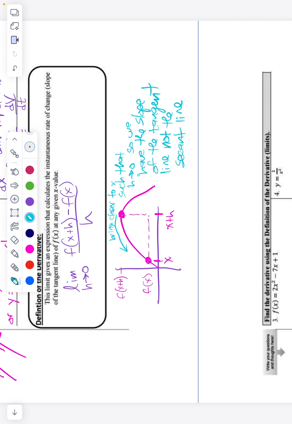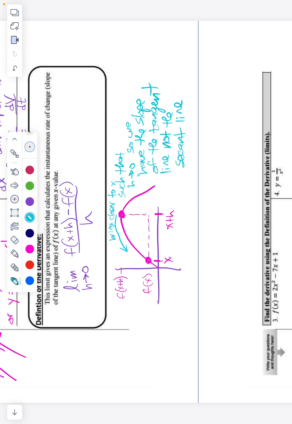Why? What happens if I just stick 0 in there? It's indeterminate. We have not gone anywhere in our function, right? We're dividing by 0. So we take the limit because it says get closer and closer and closer, and then you have the slope of the tangent line.